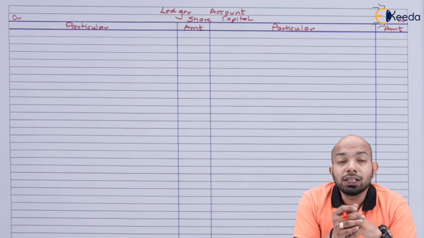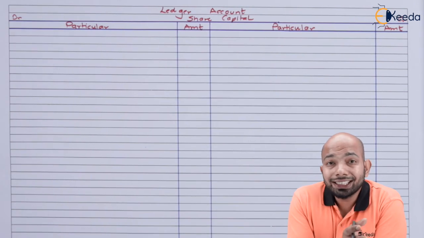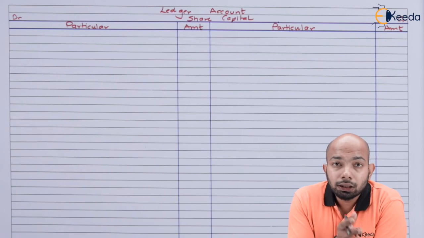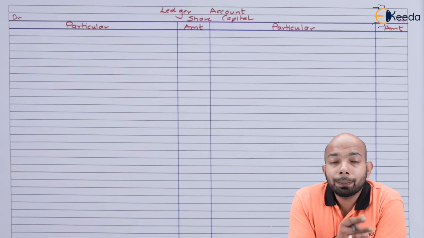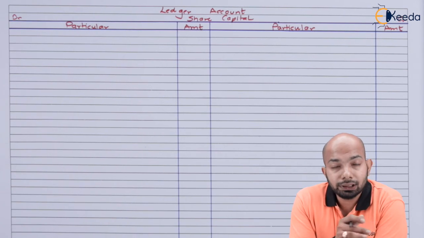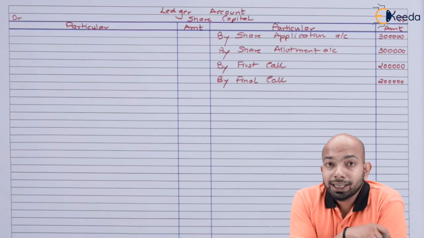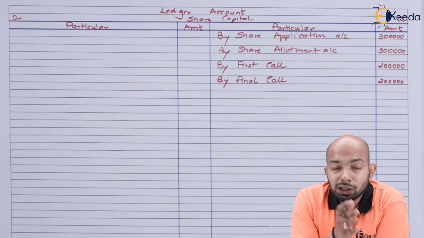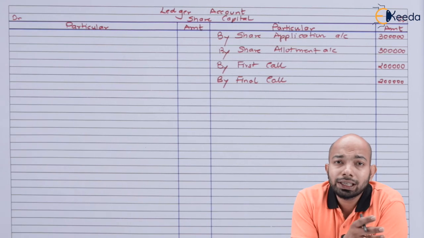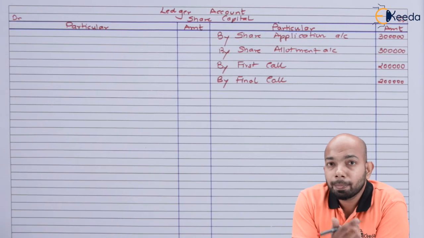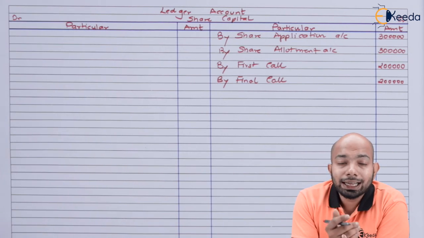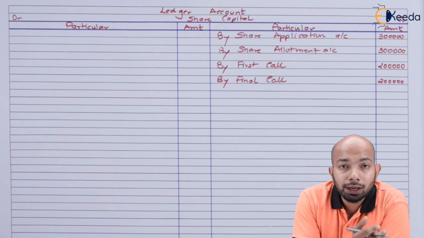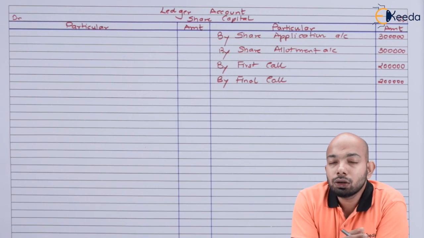So the first thing is share capital itself. The first item that will be mentioned here is the third entry that we have passed, that will be related to application money being transferred to share capital. Let's mention that. So we prepared the share capital account whereby we have mentioned all the due entries basically, because that was the only entry where share capital was credited. So that we have mentioned here, 3 lakh each for the first two, application and allotment, and for the first and final call 2 lakh each. That is the balancing ledger.